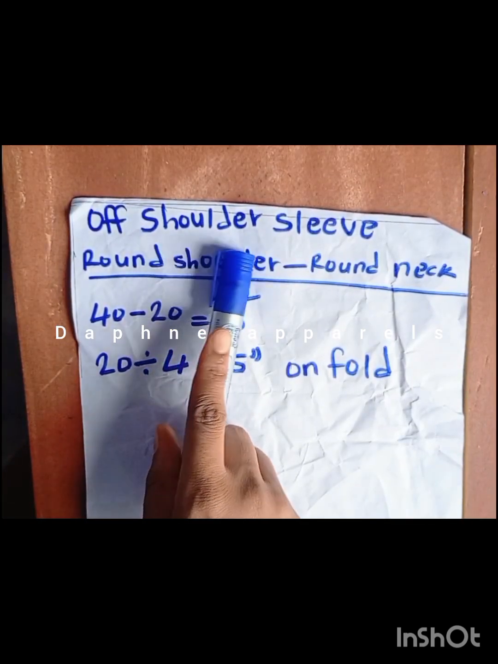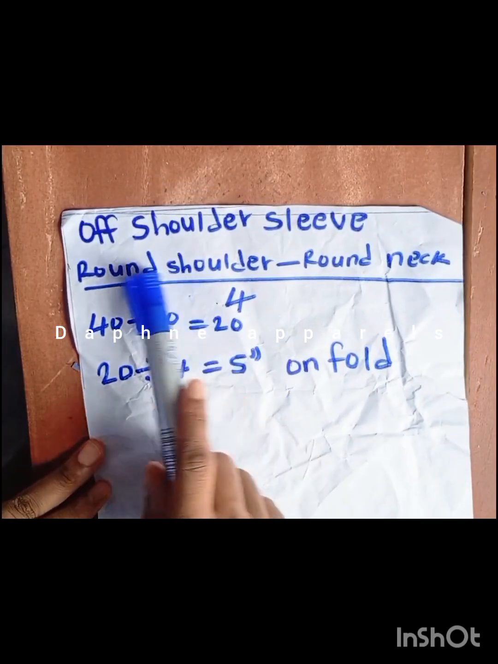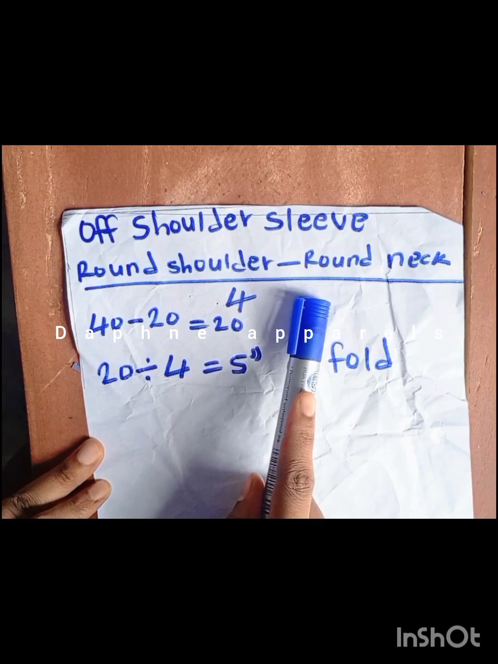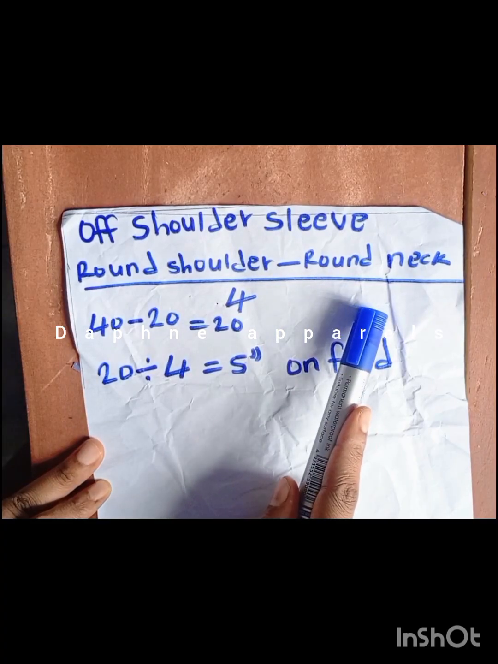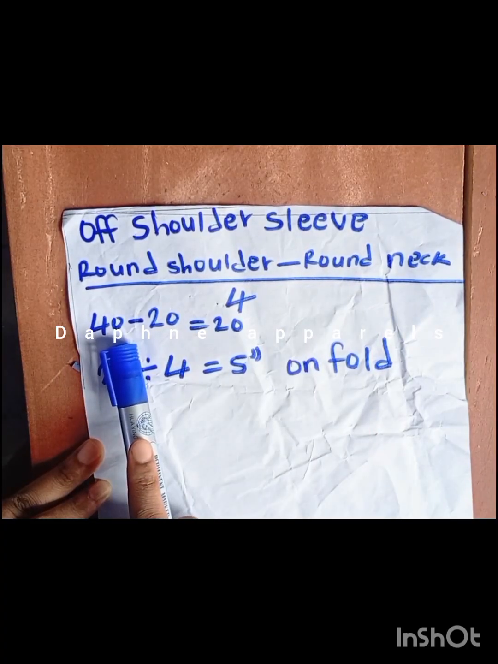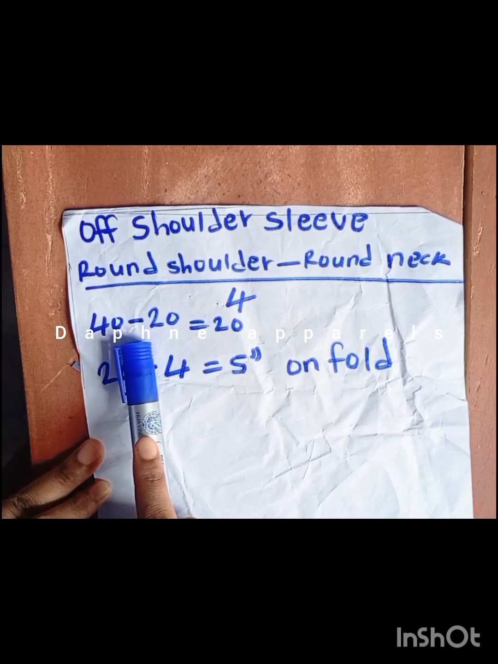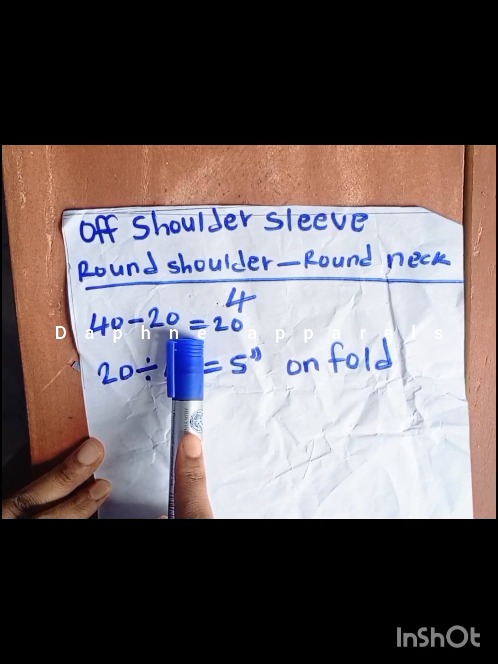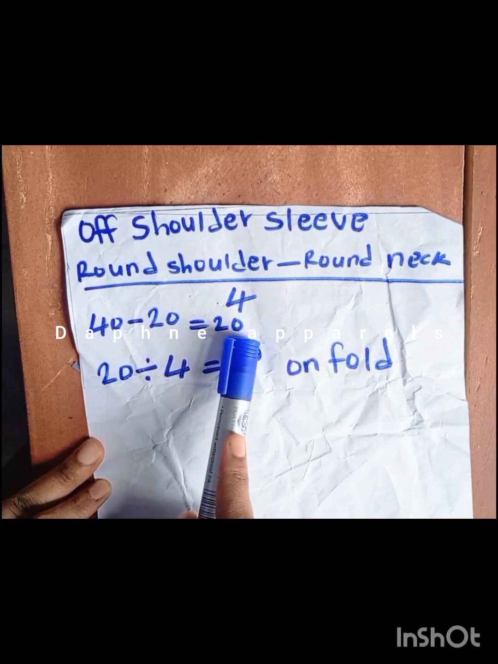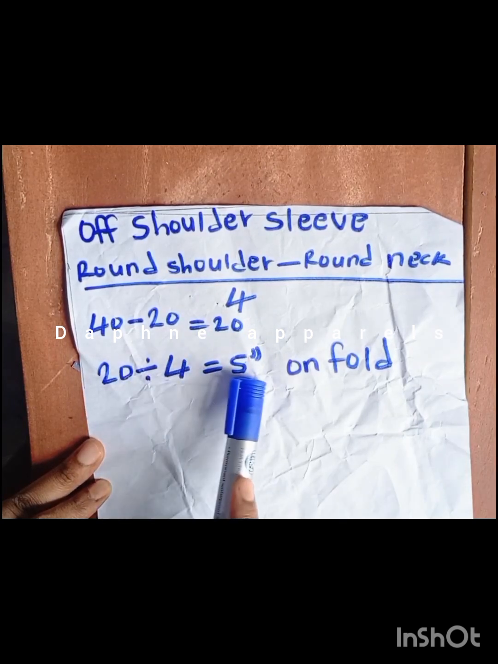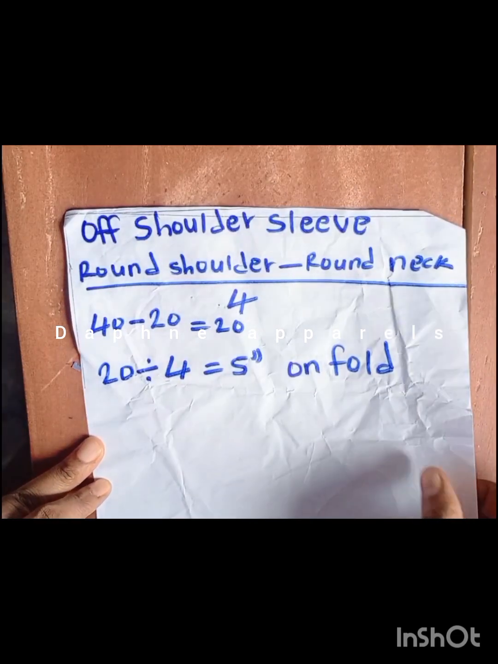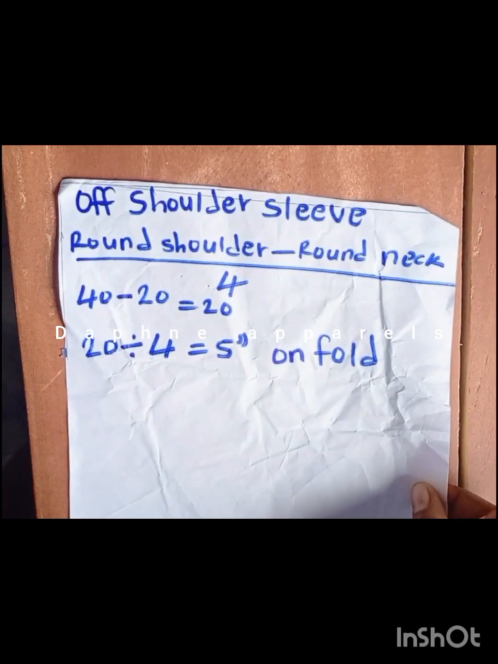Next formula is off shoulder sleeve, and the formula for getting your off shoulder sleeve is round shoulder minus round neck divided by 4. Someone with a round shoulder of 40 and a round neck of 20, you will minus 20 from the round shoulder, that is 40 minus 20, it will give you 20. From there, you will divide the 20 by 4, it will give you 5 inches. When cutting an off shoulder sleeve, you impute the data, which is 5 inches on fold.